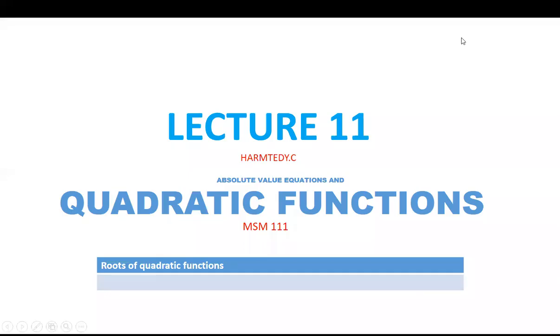So we're starting quadratic functions, and under quadratic functions, we're going to do the roots of quadratic functions. I wanted to prepare in the same slide to also add sketching of quadratic functions, but I don't want you guys to get confused. I want you first to understand the roots of quadratic functions. That's when we go to sketching.